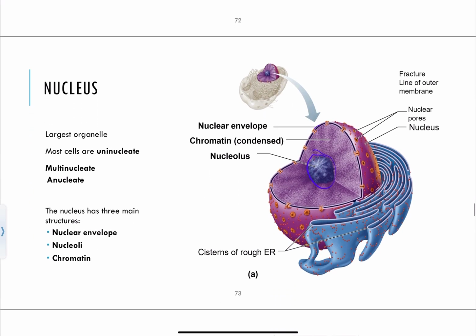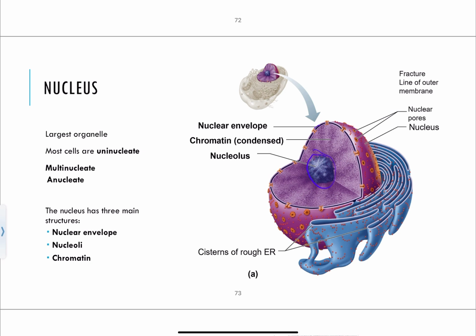So the last structure inside the cell that we needed to talk about, again, is the nucleus. When we talk about the nucleus, we talk about it as a structure as a whole, but it's actually made up of 3 different things. So we have our nuclear envelope, our nucleoli, and our chromatin.